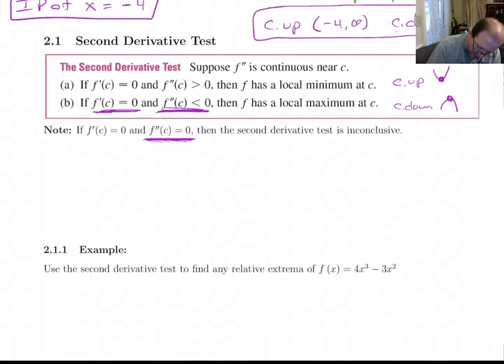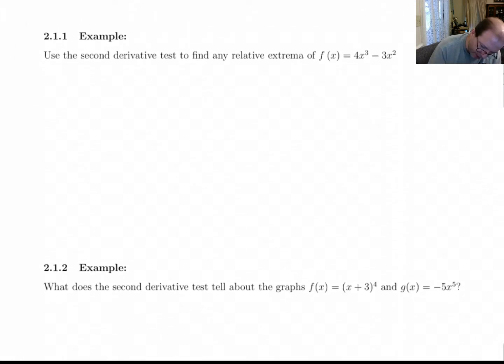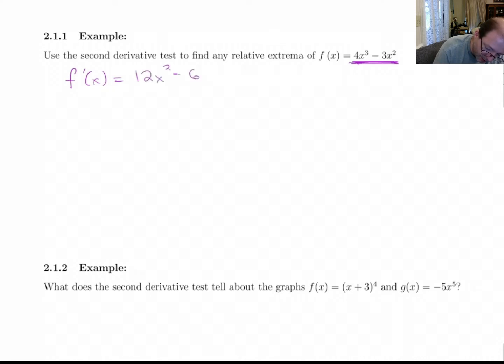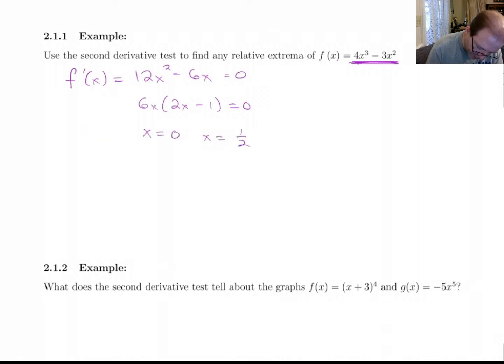I want to do a couple of examples right here. Use the second derivative test to find the relative extrema of this function. All right, so f prime of x is going to be 12x squared minus 6x. And if I set that equal to 0, I can factor out 6x, and I'm left with 2x minus 1. So this gives me critical values of 0 and 1/2. So those are critical values.